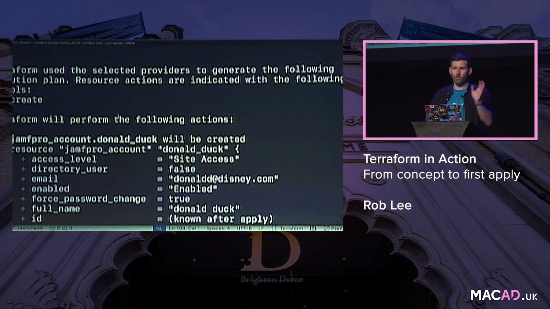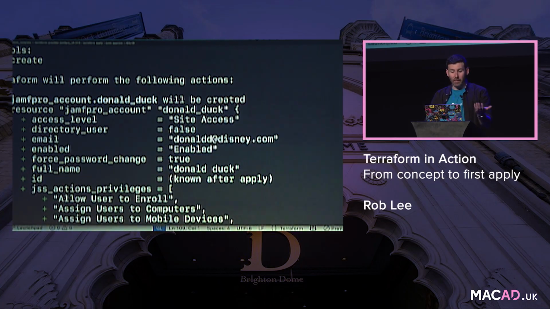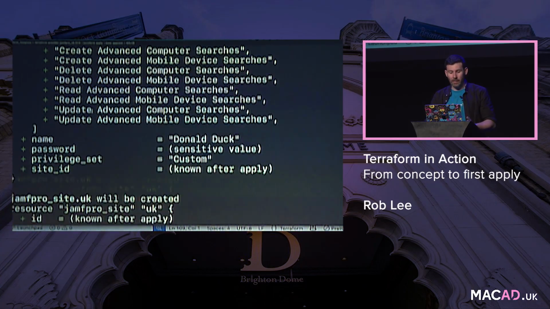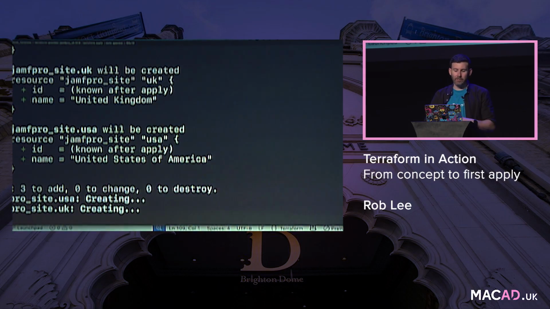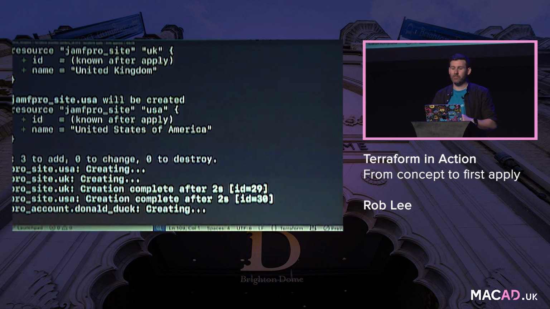Now, the really nice thing, and you'll see it here, is when I'm doing this apply, I gave it an extra flag, I said auto-approve. I don't want to wait for me to say yes. It's saying that I'm going to create some stuff. I'm going to create Donald Duck's account, and I'm going to create those sites.